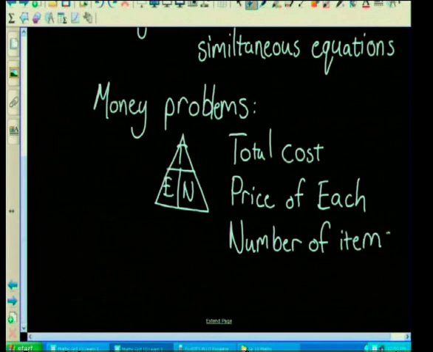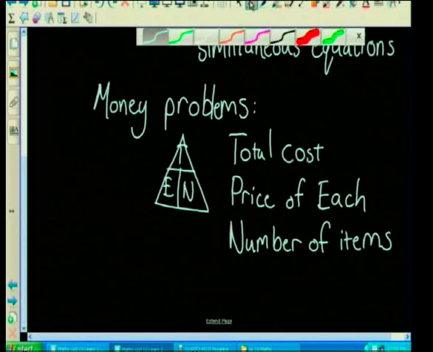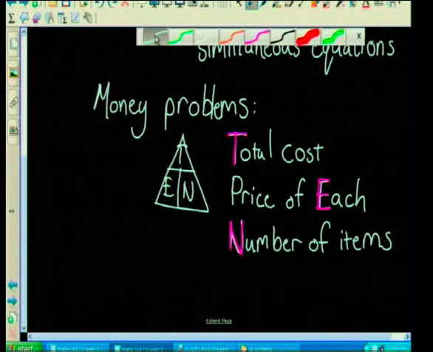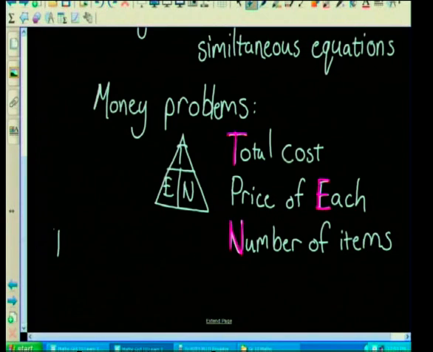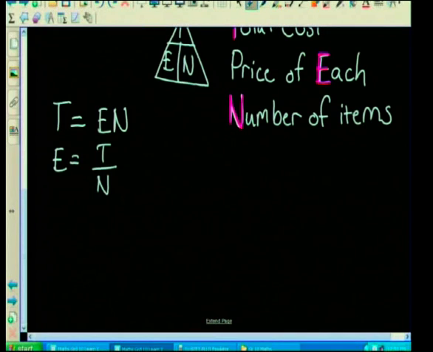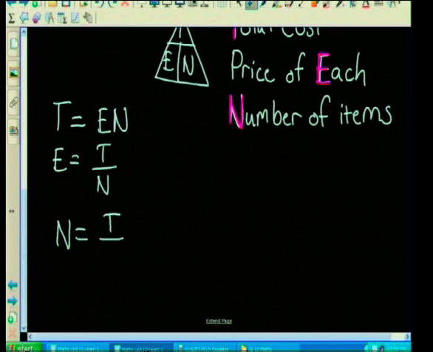And what this triangle allows us to do, there's our T, there's our E, and there's our N. What the triangle allows us to do is to see the formula to work out each of those. So in other words, total is equal to each times number. Each is equal to total divided by number. And number is then, of course, equal to total divided by each.